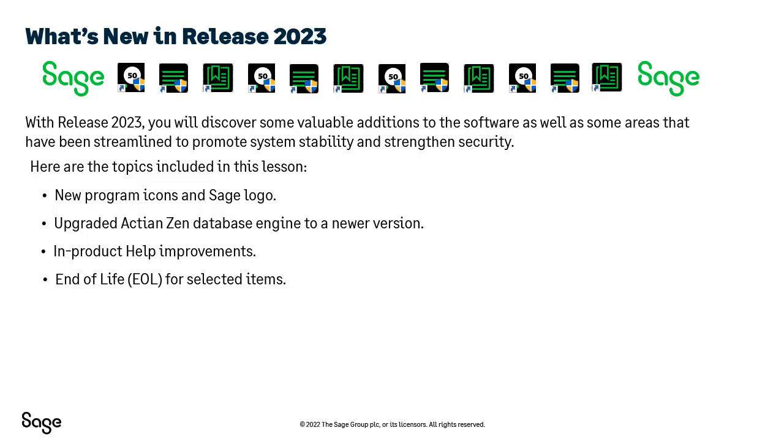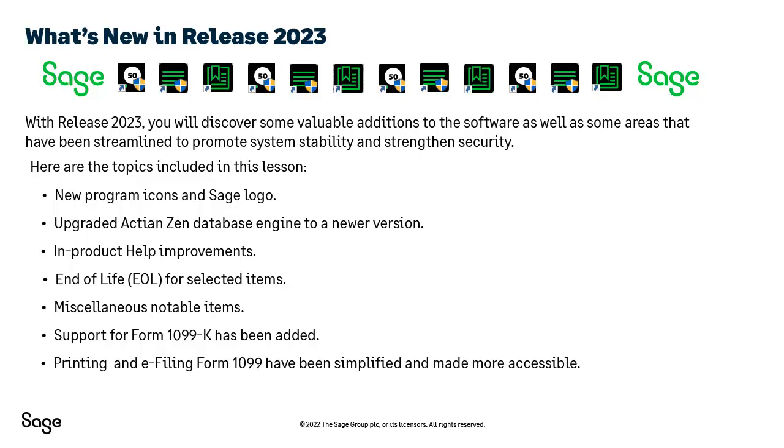Some items have reached the end of their useful lives, so to simplify Sage 50, they have been removed. And there are some miscellaneous items of note. Support for Form 1099-K has been added to Sage 50, and printing and e-filing 1099 forms have been simplified and made more accessible. Let's take a closer look at each one of these items to discover their impact and the benefits you can realize.